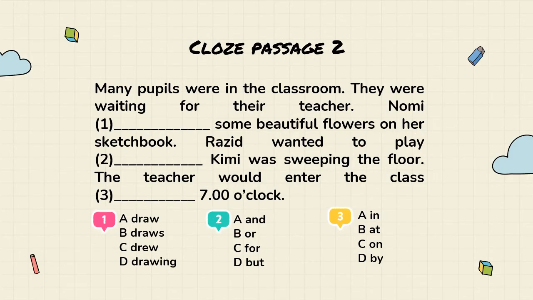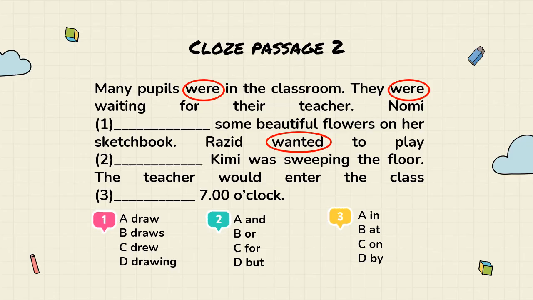Let us do the second exercise. Let's read together. Many pupils were in the classroom. They were waiting for their teacher. Nomi blank some beautiful flowers on her sketchbook. Razit wanted to play. Blank, Kimi was sweeping the floor. The teacher would enter the class blank 7 o'clock. Now again, we have to look at the tenses. Past tense, present tense. So we have were, also were, wanted. Is it simple past or simple present? Yes, now it is simple past tense.